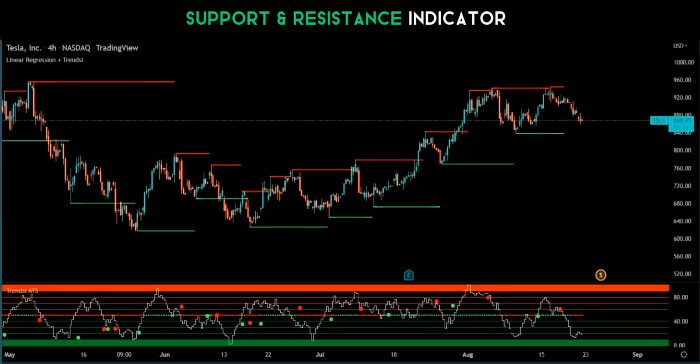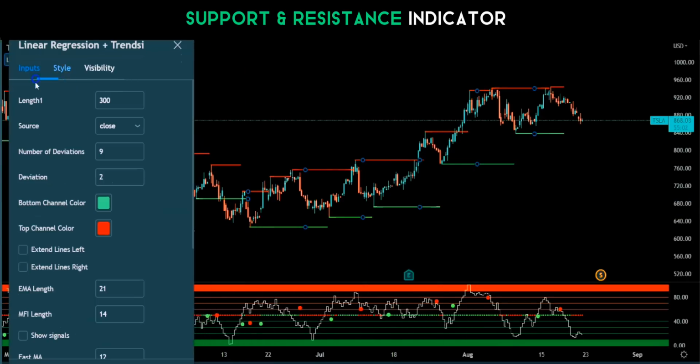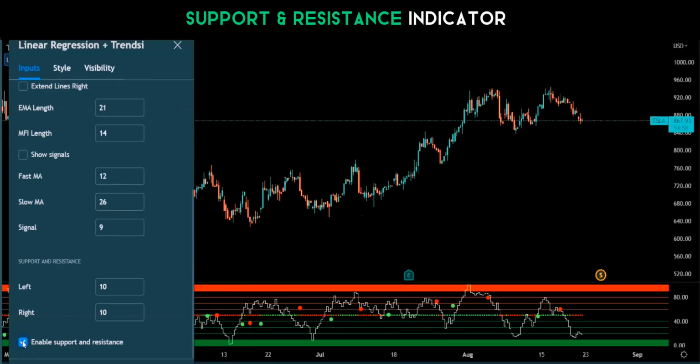The second indicator we feature is our support and resistance indicator. This will automatically plot out the swing lows and swing highs in the market on any time frame. Let's go over the settings. Under the input tab, you'll be able to see that you can either enable or disable this at the bottom to either display on the chart or take it off.